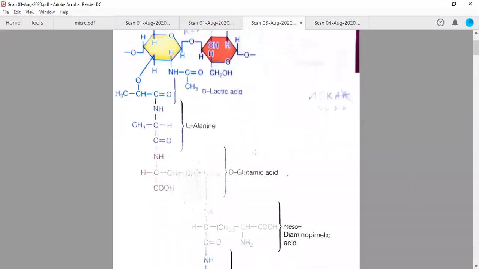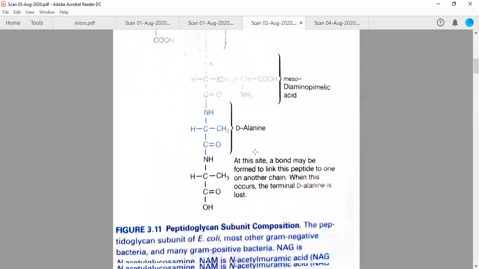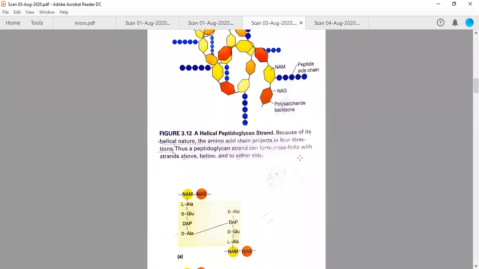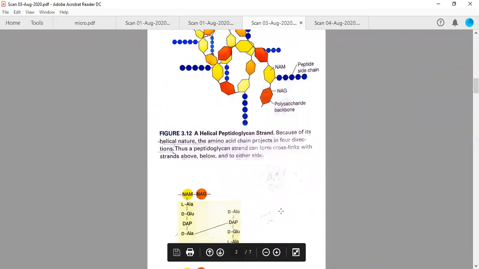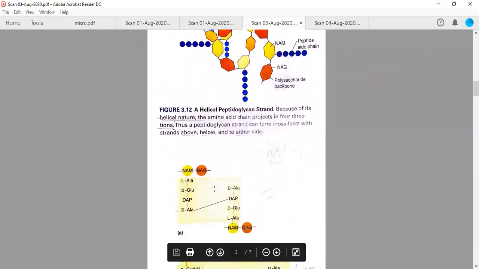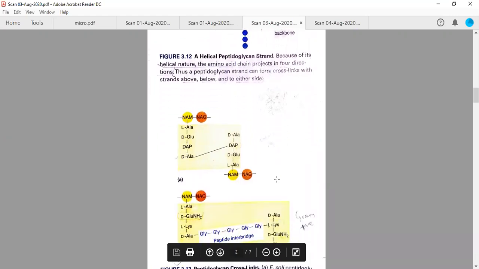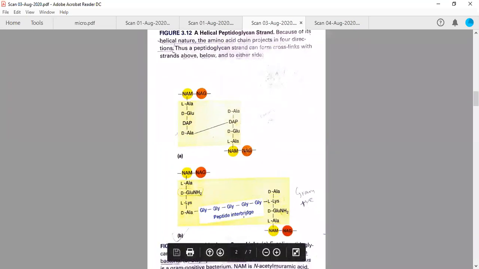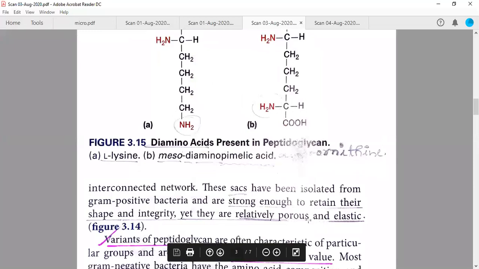Now the question is this. So this is our peptidoglycan cell wall. It is always like DAP in gram negative and lysine in gram positive, and the cross-linking in gram negative is always direct cross-linking, and in gram positive it always has a peptide interbridge. But this is not true in some. There are some exceptions also, but in most cases they follow this trend.